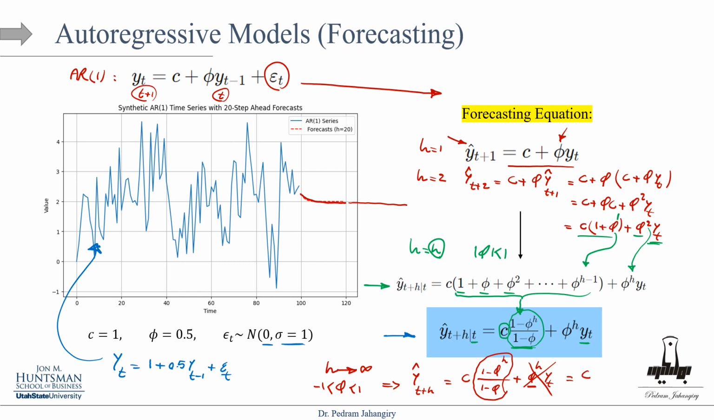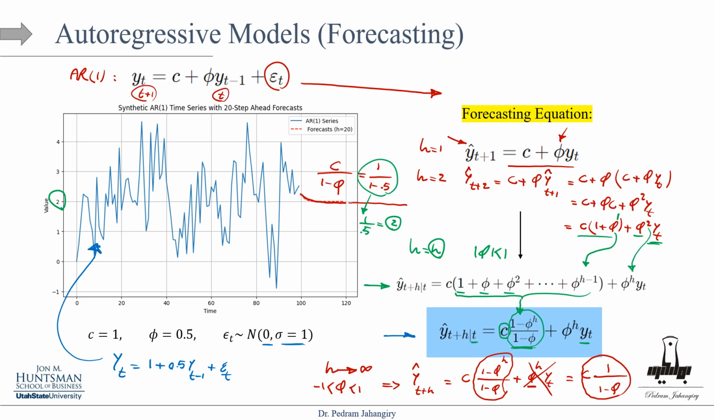C multiplied by 1 divided by 1 minus phi. So this is your long-term average prediction that an AR model is going to give you, right? So let's use the values for this synthetic data and see what we get. The long-term average is going to be C divided by 1 minus phi. So what is your C? C is equal to 1, and 1 minus phi is 1 minus 0.5. So let me use another color. We get 1 divided by 1 minus 0.5, so 1 divided by 0.5, we get 2. So that's where the number 2 is coming from.